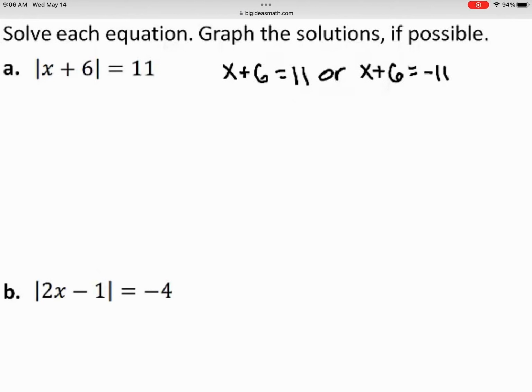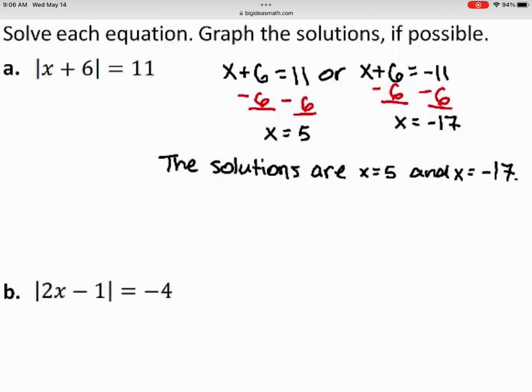negative 11. To solve x plus 6 equals 11 for x, subtract 6 from each side, leaving you with x equals 5. Similarly, to solve x plus 6 equals negative 11, subtract 6 from each side, leaving you with x equals negative 17. So the solutions are x equals 5 and x equals negative 17.